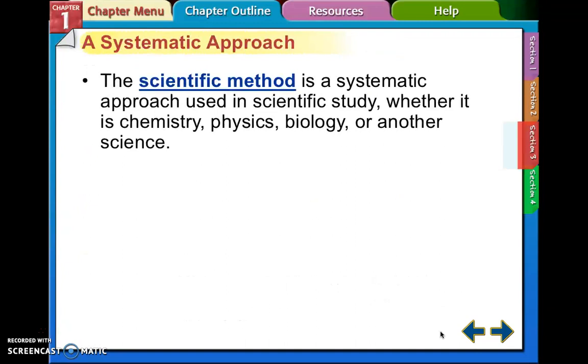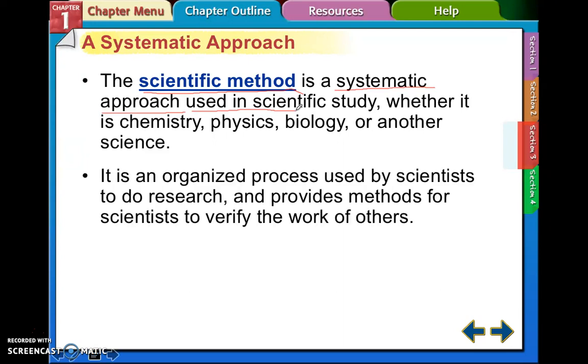All right, your first section, a systematic approach. You see it is highlighted. That means you need to write it and underline it. So your first vocabulary word is the scientific method. It is a systematic approach or an organized way used in science. That's all you need to write. The scientific method is an organized way used in science, whether it's chemistry, physics, biology, or any other type of science. Let me highlight that for you, or underline it. So what you need to write: scientific method, a systematic approach used in science. And again, a systematic approach just simply means an organized way of doing something.